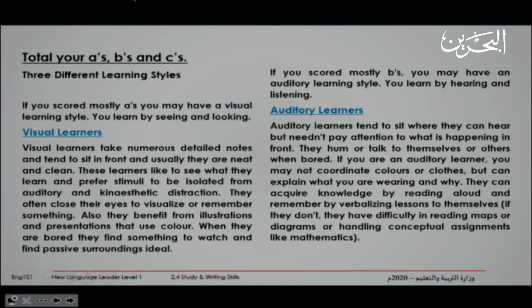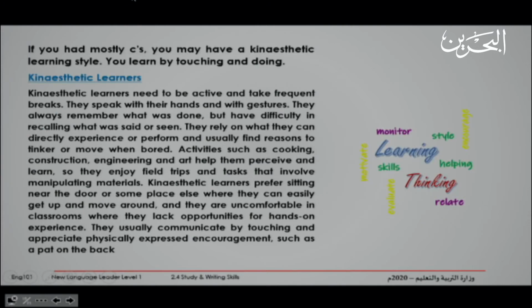If you are an auditory learner, you may not coordinate colors or clothes, but can explain what you are wearing and why. They can acquire knowledge by reading aloud and remember by verbalizing lessons to themselves. If they don't, they have difficulty reading maps or diagrams or handling conceptual assignments like mathematics. The last learning style is, if you had mostly C's, you may have a kinesthetic learning style.